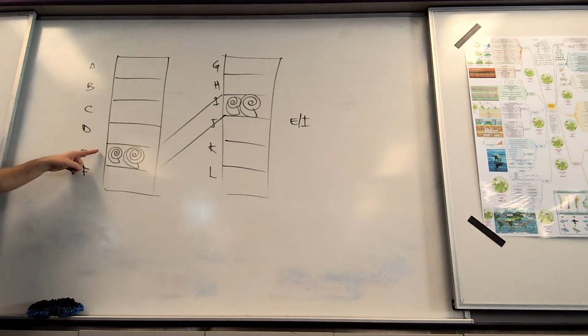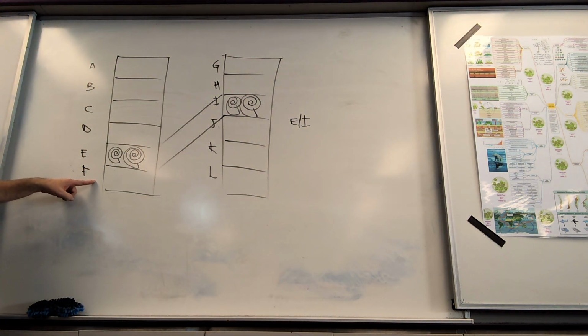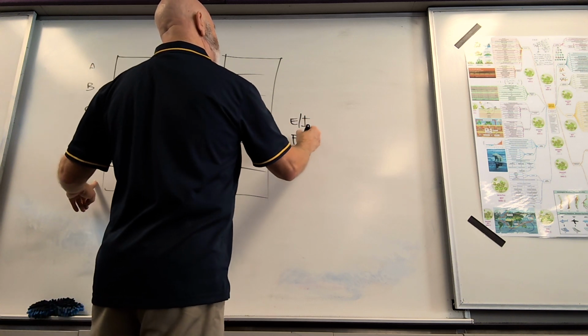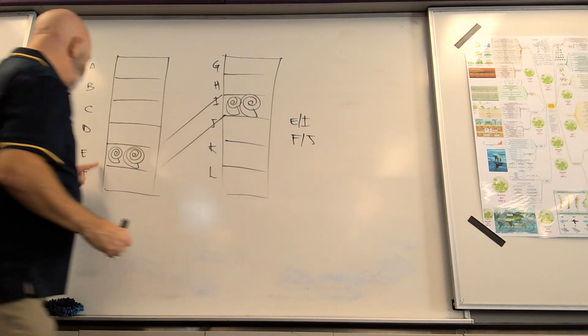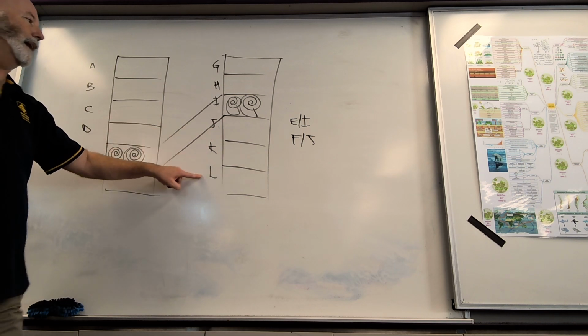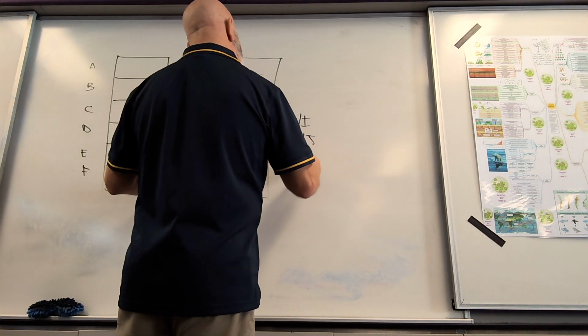Yep. Anything below E is older or younger? Older. So F would be the same as J. F is the same as J. There's nothing below here, so now we're going on to K and L.